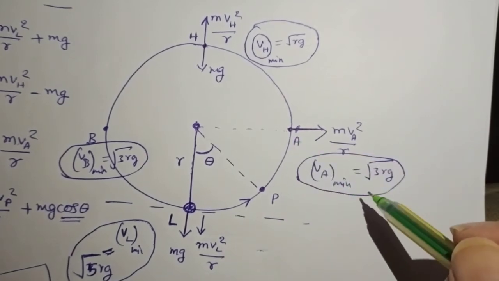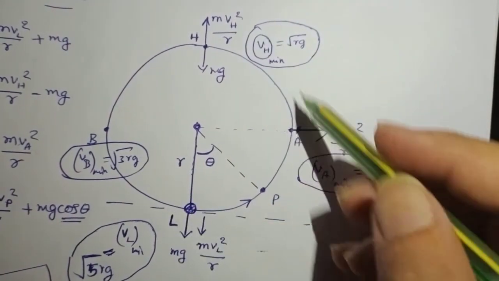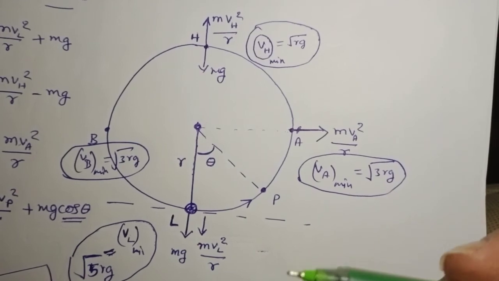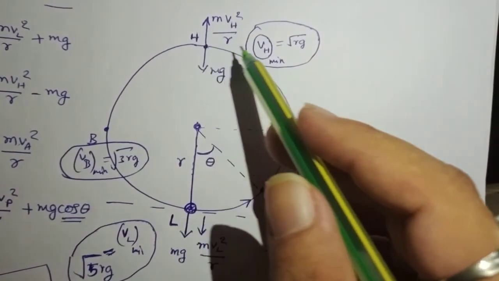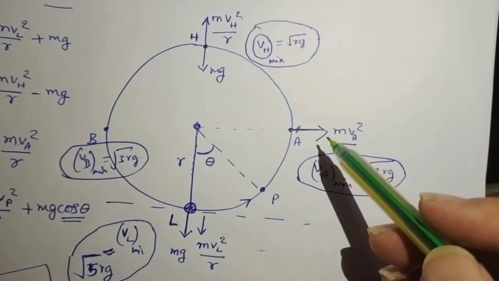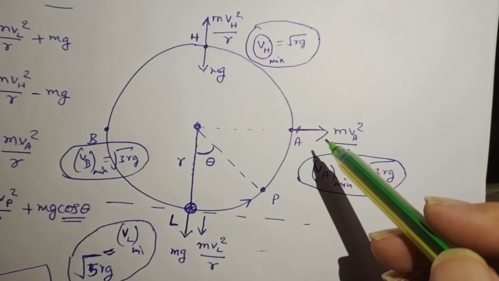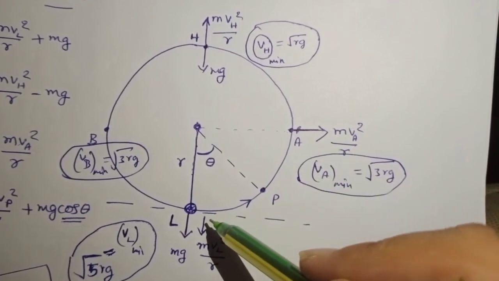Square root of 5rg, minus square root of 2rg, is square root of 3rg. Square root of 3rg minus square root of 2rg is square root of rg. For every 90 degrees, the velocity changes by a factor of root 2 rg. So here if the tension is 0, when you come down here, the tension should be plus 3mg. Minimum tension at point A is 3mg. When you come here, the minimum tension is 6mg.